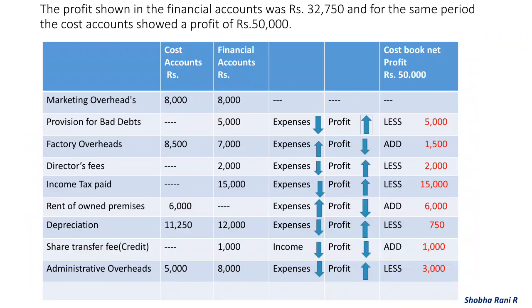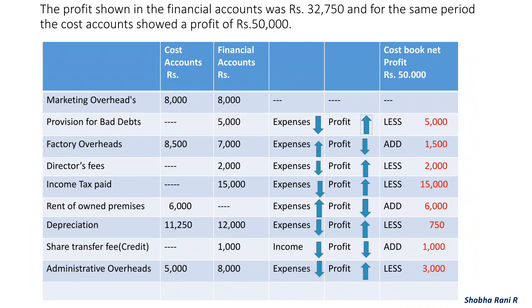Next item, factory overheads. Factory overheads is an expense in cost account showing rupees 8,500 whereas in financial account it is recorded as rupees 7,000. This has the effect of reducing the costing profit by rupees 1,500 as compared to financial profit. Then, in order to reconcile, rupees 1,500 will be added in costing profit. It means expenses increases, the profit decreases, it has to be added to the cost book net profit.